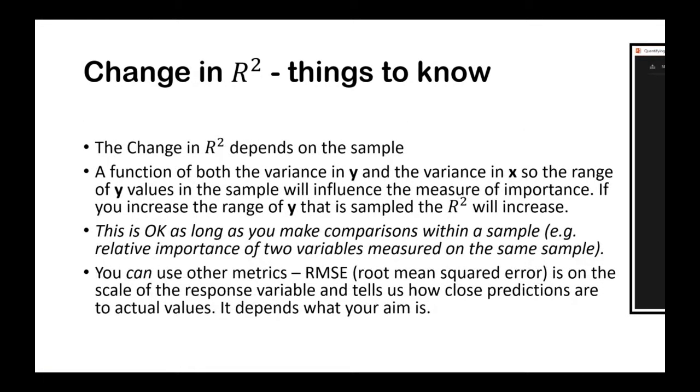Another thing to know about the change in R-squared is that it depends on the sample. R-squared is a function of the variation in Y and the variance of X. So when you get a different sample with a different range of Y values sampled, it can influence the R-squared. If you sample a bigger range of Y values, you tend to get a bigger R-squared. But you shouldn't need to worry about this as long as you're making comparisons within a sample, so you're comparing the importance of two variables on the same sample. You need to be careful if you're going to make comparisons across different data sets.